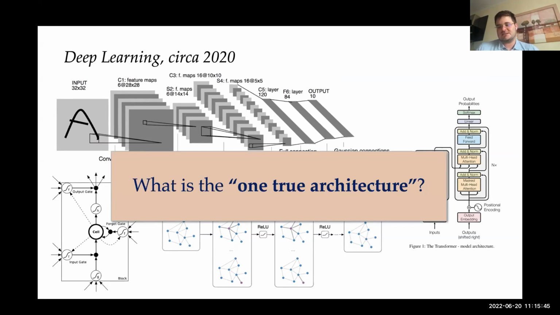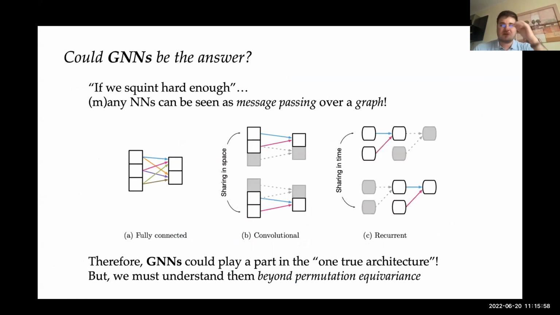So if history really is to teach us anything, now is the time to look back to the various geometric principles and to try to use them to truly make sense of this zoo of architectures in a more principled manner. And since this is a tutorial on graph representation learning, and I do come from a graph representation learning background myself, you might be asking yourself, could graph neural networks be a possible answer to this question? And you might be right, because if we squint hard enough, many or any neural networks can be seen as message passing over a particular graph structure. Here you can see just some examples of the graph structure that might be induced in a fully connected layer, a convolutional layer, and a recurrent layer. So at least intuitively, we might believe that graph neural networks could play a part in this one true architecture.